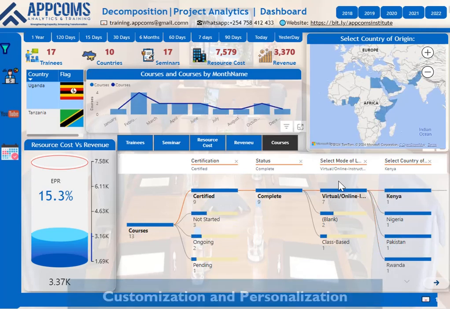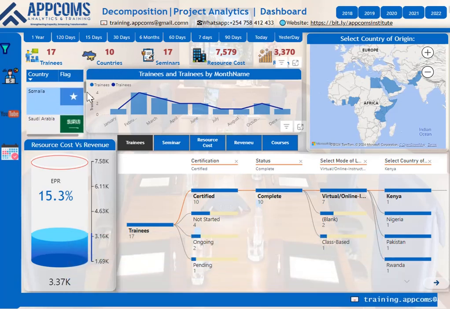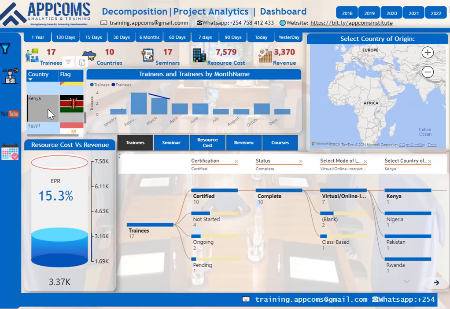7. Customization and personalization. Power BI offers various customization options for decomposition visuals, allowing you to tailor them to your specific business needs and preferences. You can customize the hierarchy levels, colors, formatting, and other aspects to create visuals that are both informative and visually appealing.